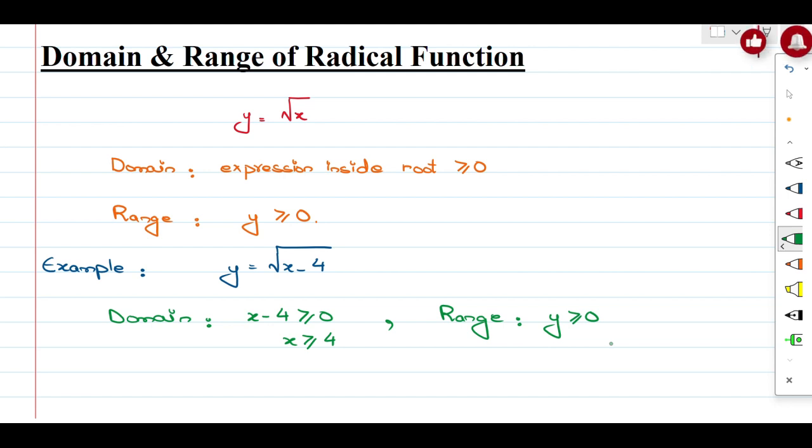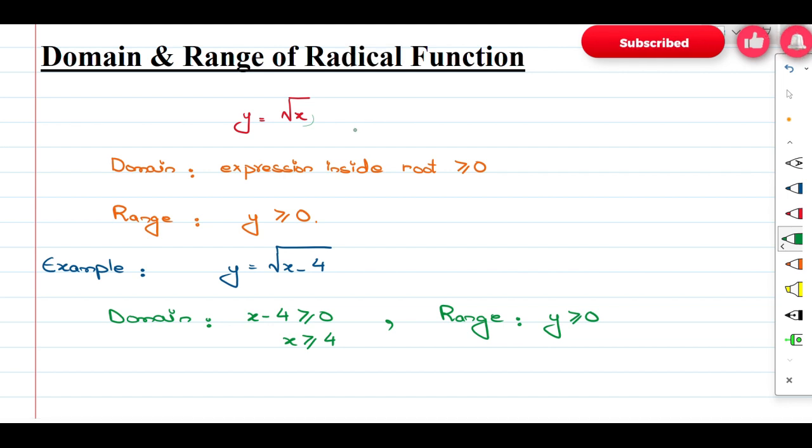For the radical function, I'm repeating it one more time: to get the domain, whatever expression you have inside that root sign, you have to put it greater than or equal to 0 and solve for x. You will get the domain, and the range is always greater than or equal to 0.